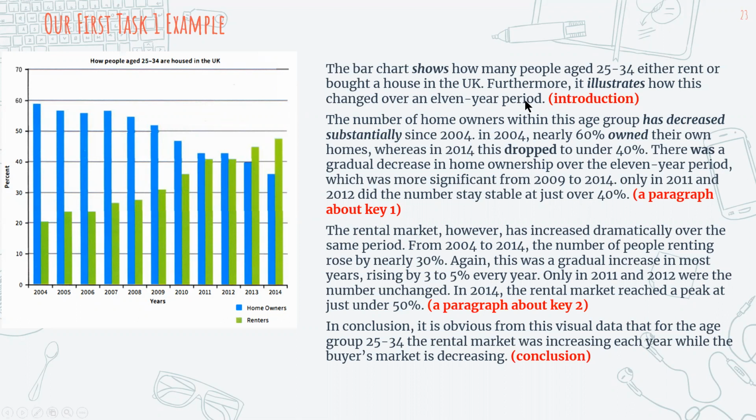The number of homeowners. So as you can see, we have paragraph 1. After an introduction, it's about the first key, homeowners. Then paragraph 2 about the second key. It's just one way to write it. You could use different methods, as we can see in the rest of the course. And you end your task with the conclusion. So let's first read the first paragraph. The number of homeowners within this age group has decreased substantially since 2004.